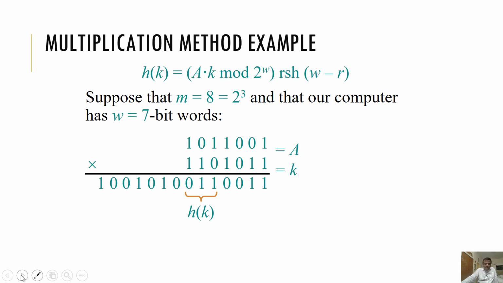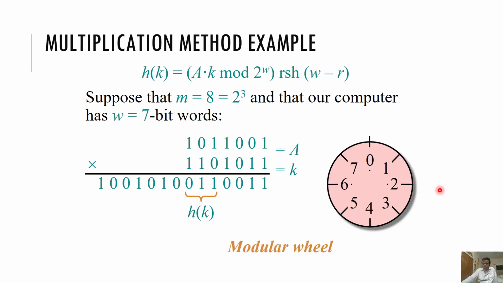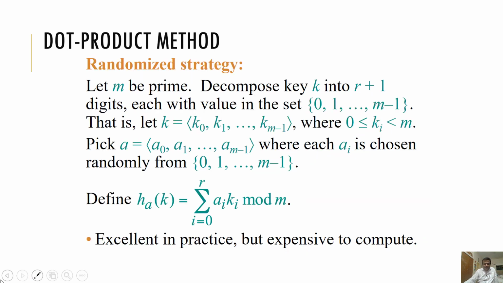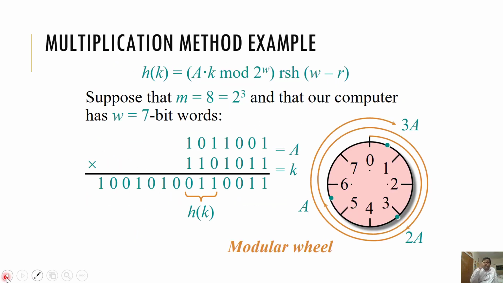This has a nice representation by the modular wheel. Suppose this is the wheel. Now, this is a, and we are multiplying by a. We are multiplying once, twice, depending on the value of k, how many times we multiply, and eventually it will come to some position, say 3a. So, eventually it will hit some position over here. We cannot go beyond this wheel, because ultimately we are taking the mod. So, this is a nice example where we can choose m to be 2 to the power r.